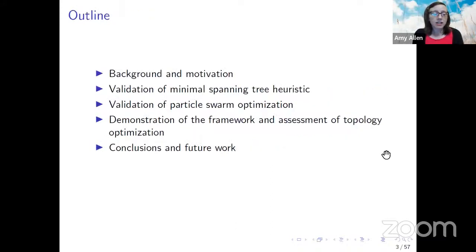In this presentation, I'll talk about the background and motivation for this work, describe my work to validate approaches to each component of the topology optimization problem, and present results from a demonstration of the framework to a case study district, an assessment of the value of topology optimization, and discuss avenues for future work.